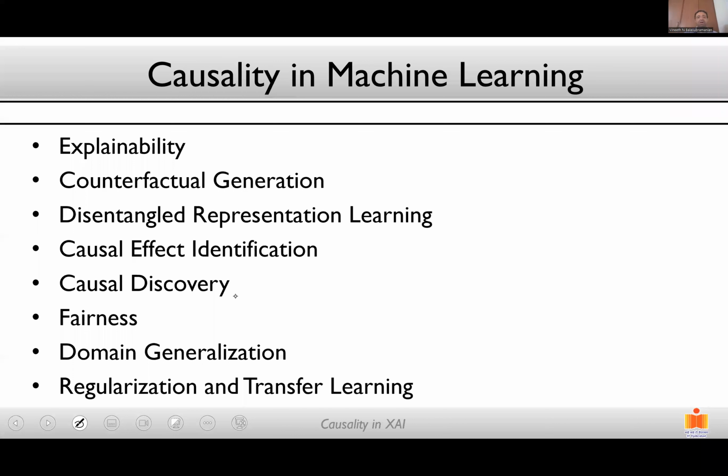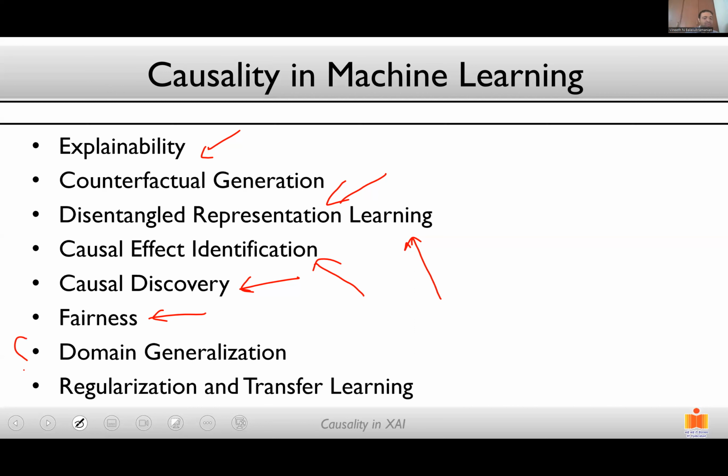Where can such use of causality be relevant in machine learning today? As I mentioned, it could be used for explainability. It could be used to generate counterfactuals and understand the future, or understand alternate worlds or alternate universes. It could be useful in disentangled representation learning, causal effect identification, causal discovery, and making models fair. How do you make models fair? For example, if I ensured that while giving a loan, gender is never a cause, then I've become fair in terms of gender. So that's the way causality can be integrated into the fairness of AI and machine learning models.